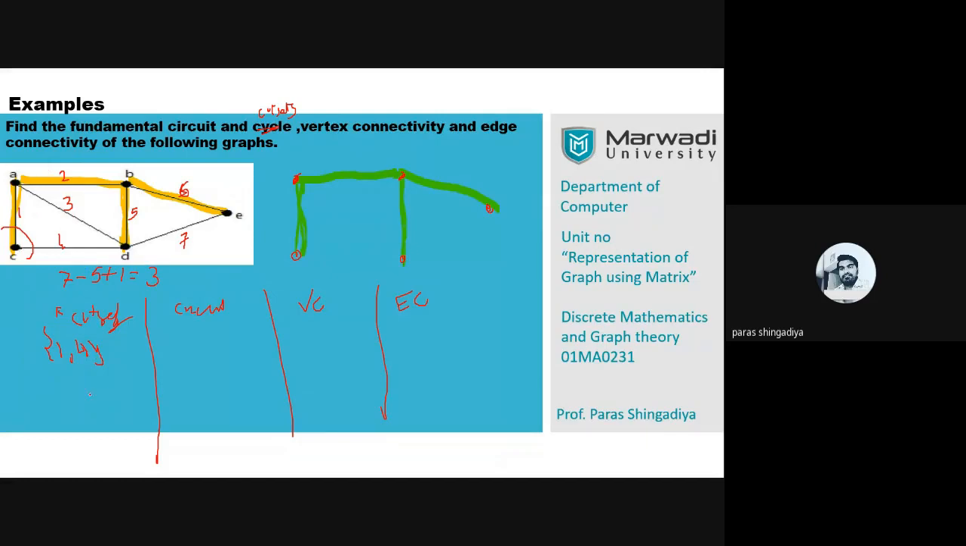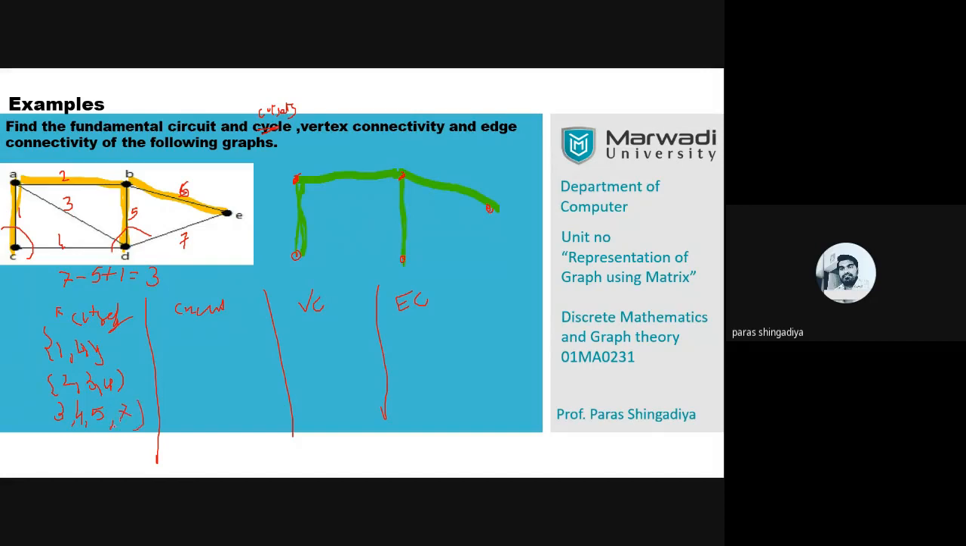Then I consider 2, 3, 4, where 2 is a branch and 3 and 4 are the chords. We derive the cut set now. It means only one branch should be there and the rest of the edges should be chords. So 2, 3, 4 is a fundamental cut set. Then I can consider 3, 4, 5, 7.